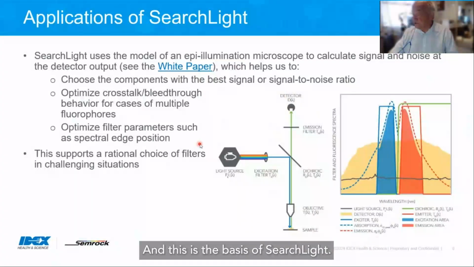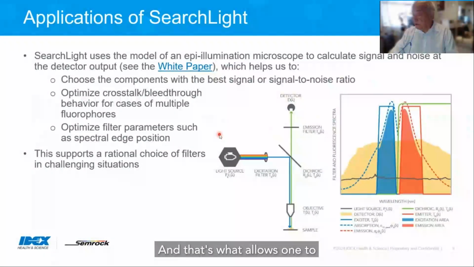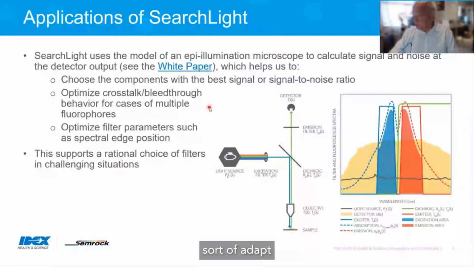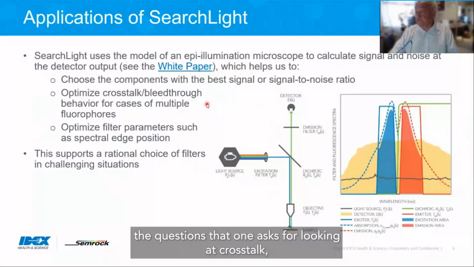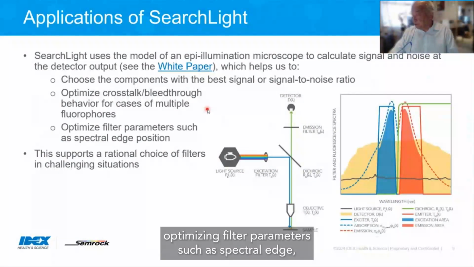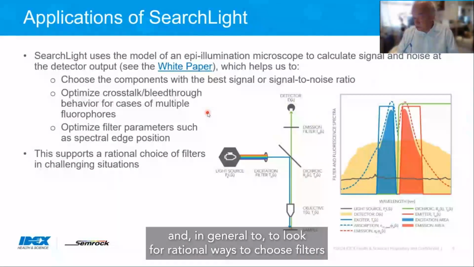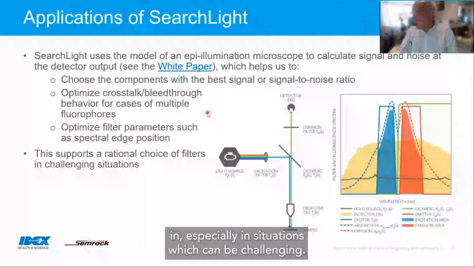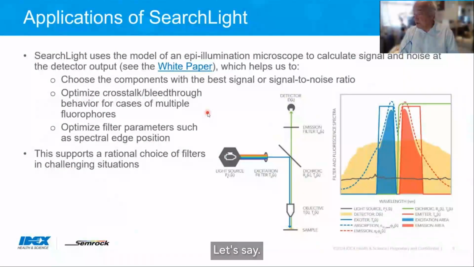This is the basis of SearchLight, and that's what allows one to adapt the questions that one asks for looking at crosstalk, optimizing filter parameters such as spectral edge, and in general to look for rational ways to choose filters, especially in situations which can be challenging.